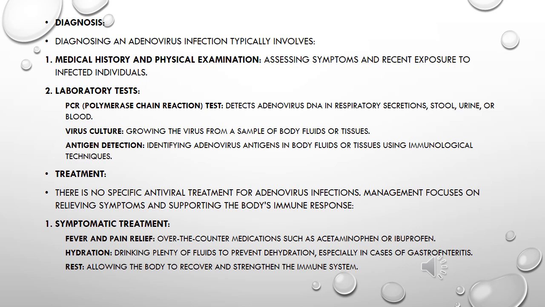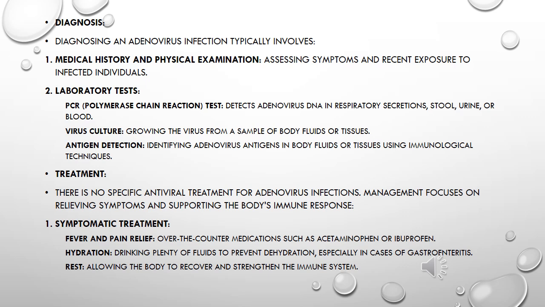Diagnosis. Diagnosing an adenovirus infection typically involves medical history and physical examination, assessing symptoms and recent exposure to infected individuals. Laboratory tests. PCR, polymerase chain reaction, test, detects adenovirus DNA in respiratory secretions, stool, urine, or blood. Virus culture, growing the virus from a sample of body fluids or tissues. Antigen detection, identifying adenovirus antigens in body fluids or tissues using immunological techniques.